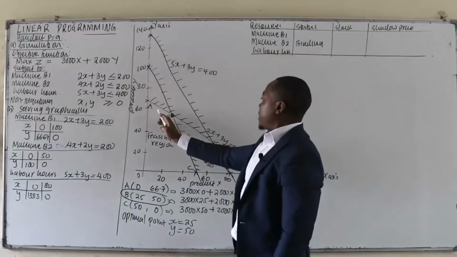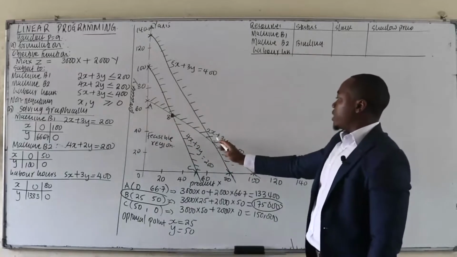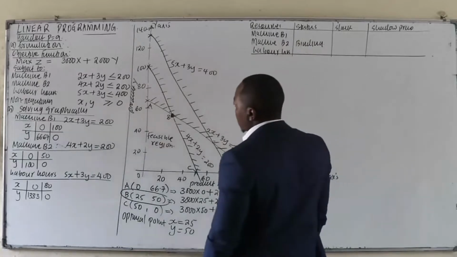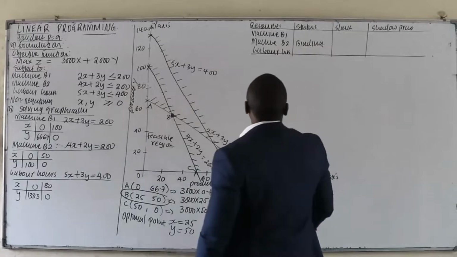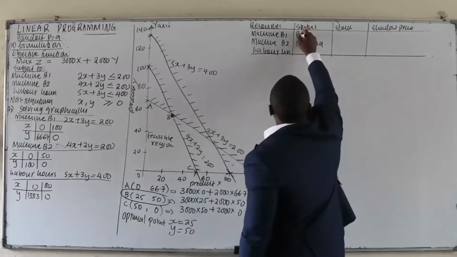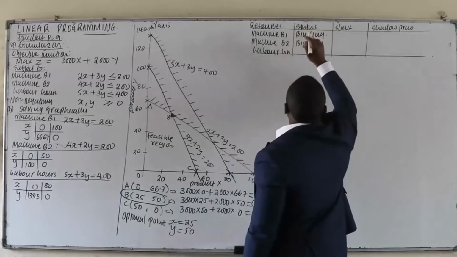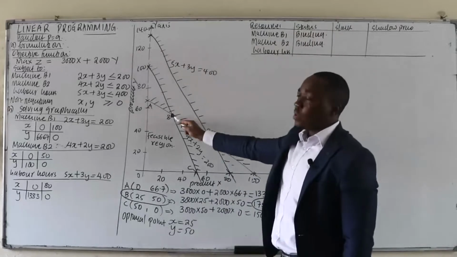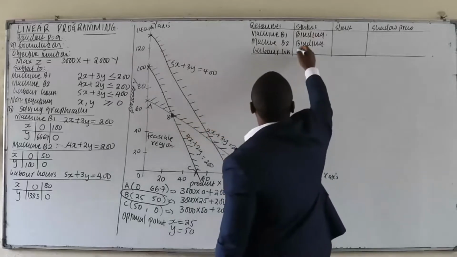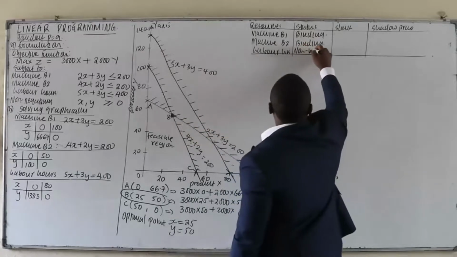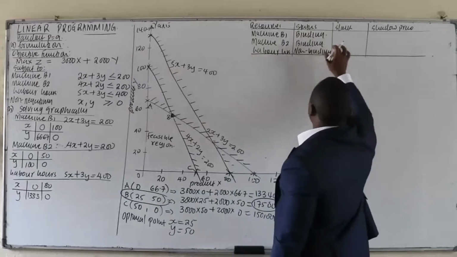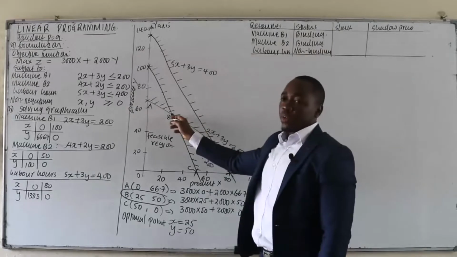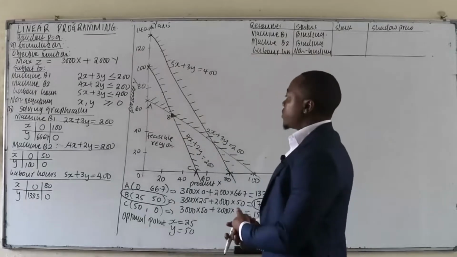Also, this corner is made up by this equation, 2x plus 3y. 2x plus 3y is this equation. So machine B1 is also a binding resource. Labor hours does not make the optimal corner, so therefore it becomes non-binding. Good. So that means the resources that make this optimal corner are the ones that we call the binding resources.